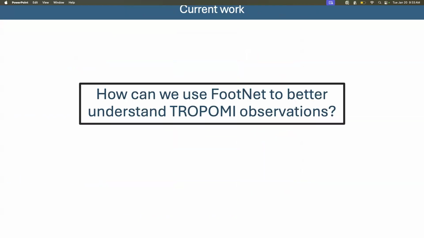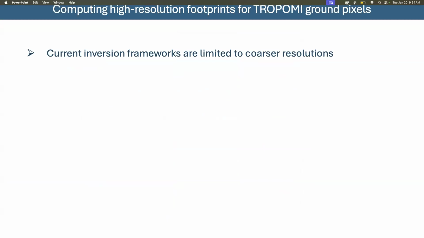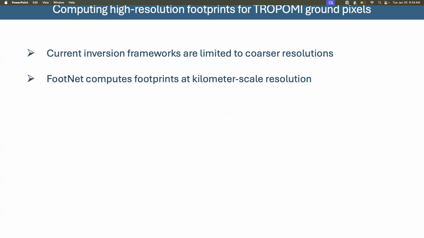And talking about some current work that I'm doing. I'm currently investigating how we can use FootNet to better understand TROPOMI observations. So currently, the inversion frameworks are limited to much coarser resolution, but FootNet computes footprints at kilometer scale resolutions very easily. However, using TROPOMI has another issue, that the TROPOMI ground pixels are also coarser, about 5 by 7 kilometers squared.